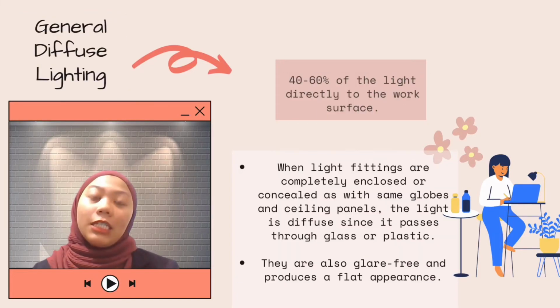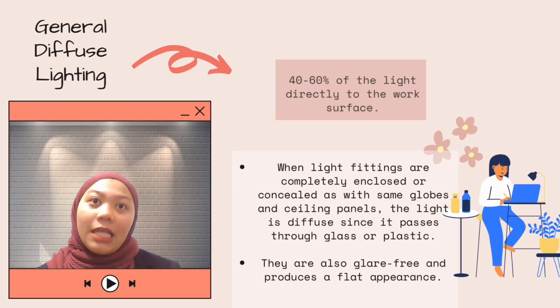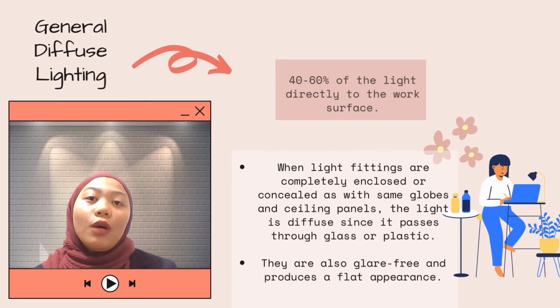Next is general diffuse lighting. General diffuse lighting uses 40 to 60% of the light directly on the work surface. When the light fittings are completely enclosed or concealed, as with opal globes and ceiling panels, the light is diffused since it passes through glass or plastic, and they are also glare-free and produce a flat appearance.